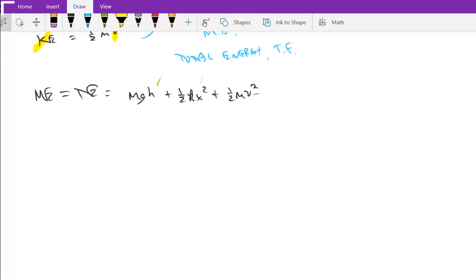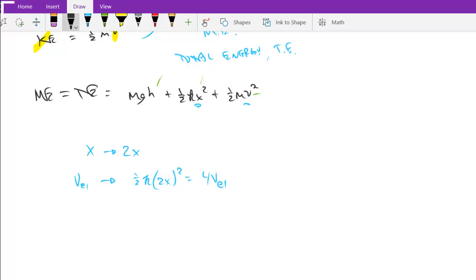One last thing to take a look at here, these are squared values. So if I double x, if I go from x to 2x, so if I compress twice the distance or stretch twice the distance, then our elastic potential energy would go to, well, this is going to be 1/2 k times (2x) squared. So this would actually be 4 times our elastic potential energy.